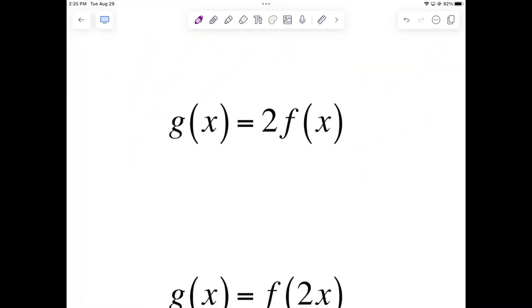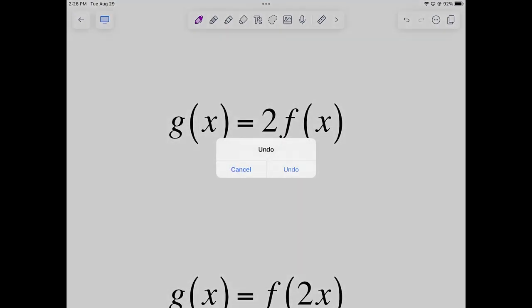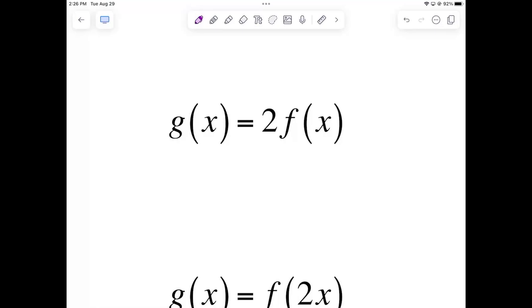2 times f of x. This one is outside the function, right? It's outside, so it's affecting the graph vertically. It's being multiplied, so it's a stretch or compression. So is this a vertical stretch or vertical compression? It's a stretch. It's exactly as it appears. It's twice as tall. So we're going to say VS for vertical stretch.